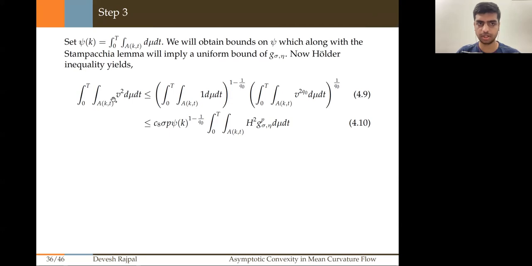We apply the Holder inequality again to this inequality: the integral from 0 to capital T of A K T v square is less than or equal to, now the Holder is over v square and 1.